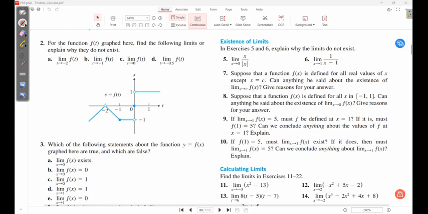Okay, so for the function f of t graphed here, we need to determine the limits or explain why they do not exist. Okay? So what's the limit for a? We are told the limit as t approaches -2. So I'll give an explanation one more time.